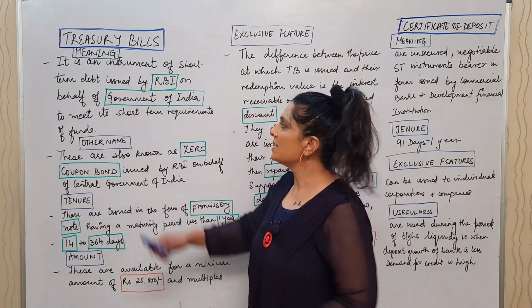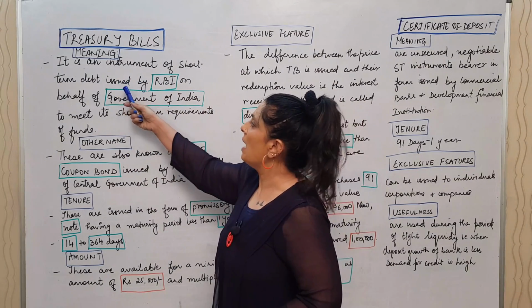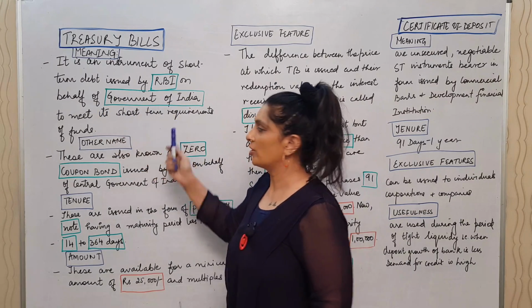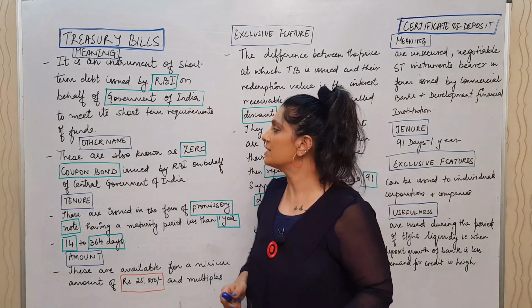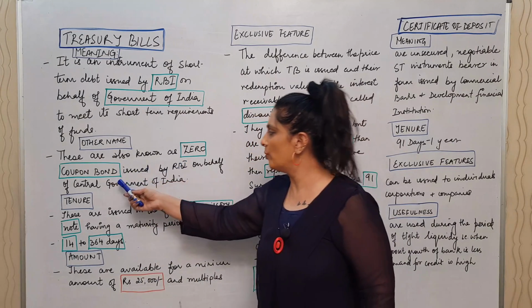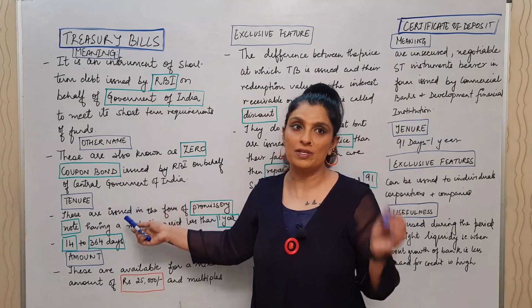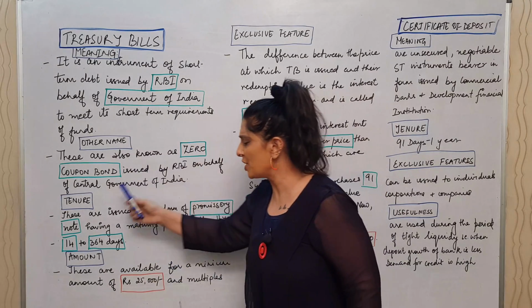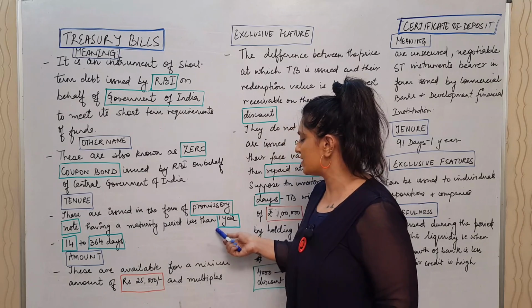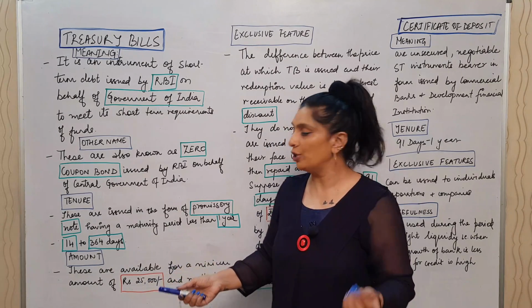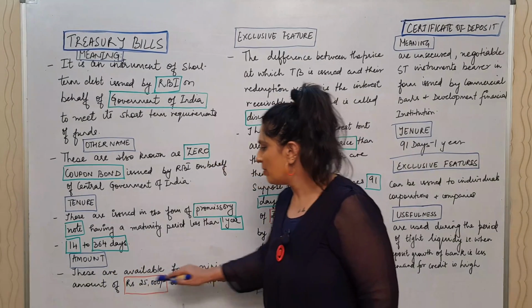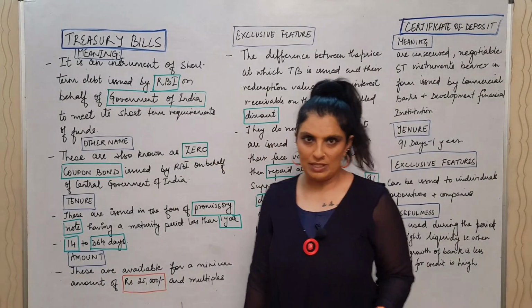Coming to treasury bills, it is an instrument of short-term debt issued by RBI on behalf of the Government of India to meet its short-term requirements of funds. Of course, RBI involvement is there. These are also known as zero coupon bonds issued by RBI on behalf of the central government. Tenure: these are issued in the form of promissory notes having a maturity period of less than 1 year, usually 14 to 364 days. They are available for a minimum amount of 25,000 and its multiples.